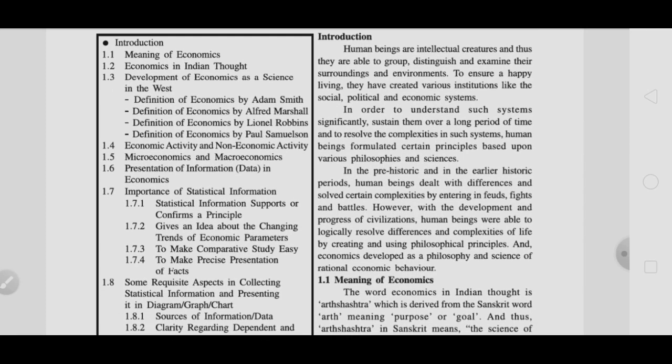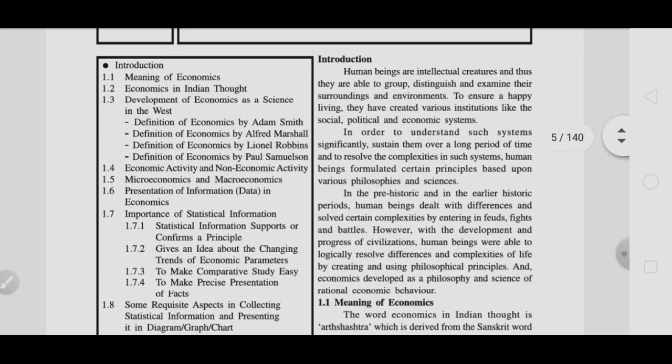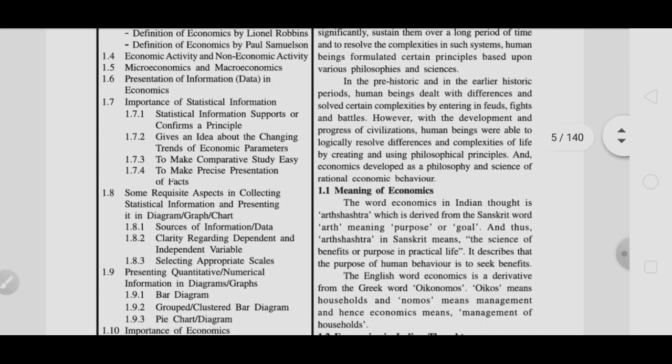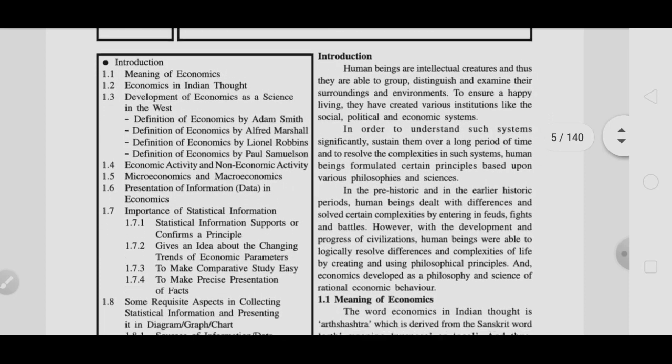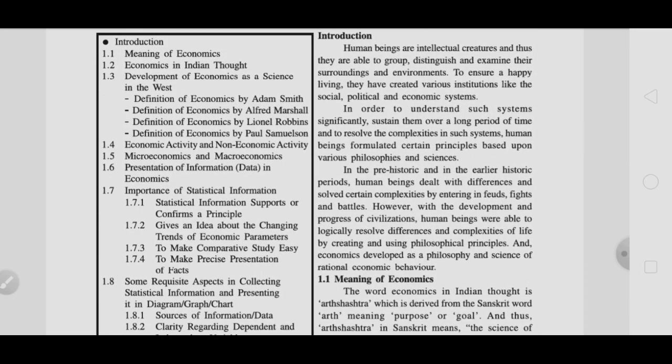corner or the left side column where the introduction, or we can say what will be covered in this chapter. A glimpse of the chapter is given at the start of every chapter. So whenever we start a new chapter, first of all we'll discuss the glimpse or the bird's eye view of the topics covered under this chapter. First of all, in chapter number 1, we have the introduction, that is the meaning of economics.